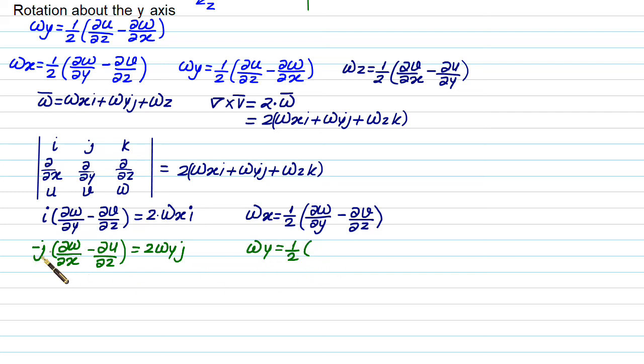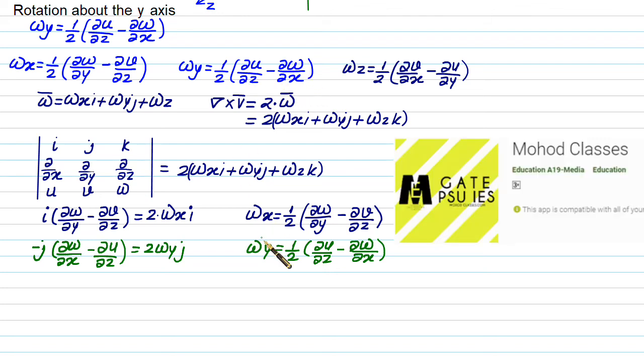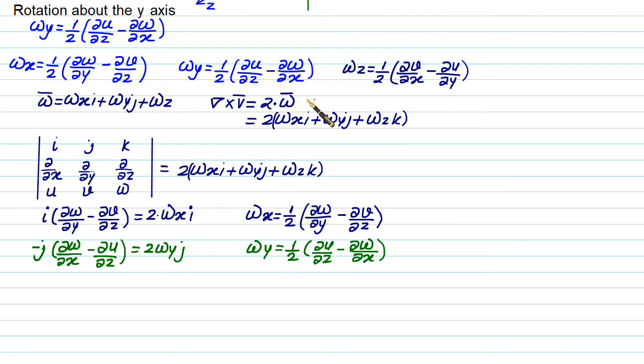So the negative sign is adjusted, so I will write here first del u by del z minus del w by del x. Now check our equation for omega y: it is 1 by 2 del u by del z minus del w by del x. So absolutely there is no need to remember this. This equation is sufficient for you, that is, the curl is equal to 2 times omega bar, and you can comfortably write down omega x, omega y as well as omega z also.